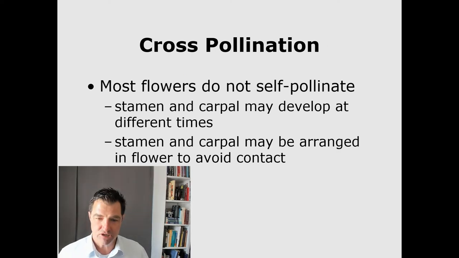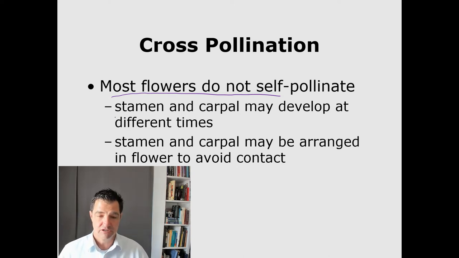Now, most of the time, I've mentioned this before, but we draw these drawings and we make them look very simplistic, where it looks like the sperm from one part of the plant fertilizes or pollinates the same plant. But in reality, we draw that simple because it's a drawing. We try to make it flow easier. But most flowers do not self-pollinate. And there are different ways they do that.